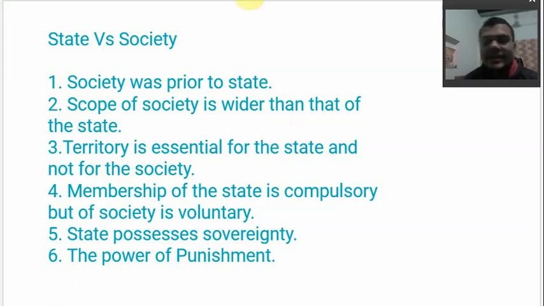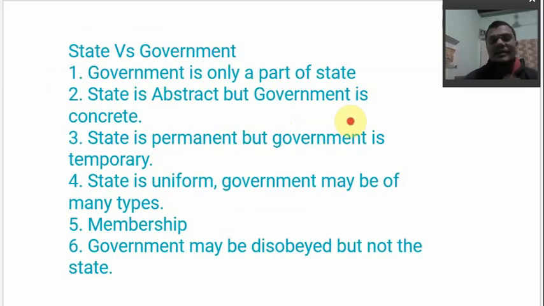I hope that is also clear, and that moves us to the last of today's topics, and that is the difference between state versus government. It's highly important because many people tend to somehow mix them both up. They think the state is actually government or government is actually state, but these two are two different things. Government is only a part of the state, while the state is a big element.